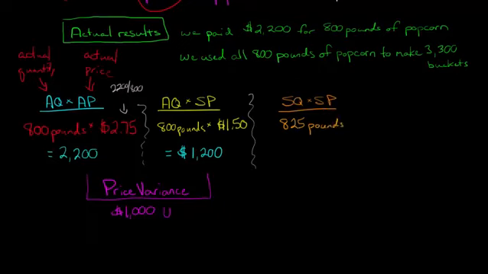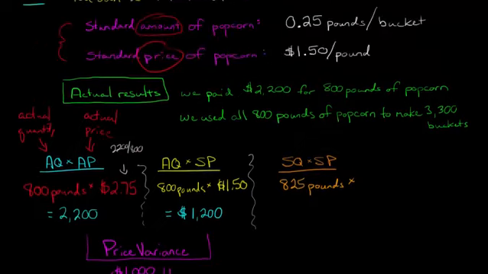And I'll tell you how I calculated that in a moment. 825 pounds, and then the standard price. Well, we already know that, right? It's that $1.50. We already talked about that. That was just given. Okay, so that $1.50, just copy that over. And now that's going to equal $1,237.50.